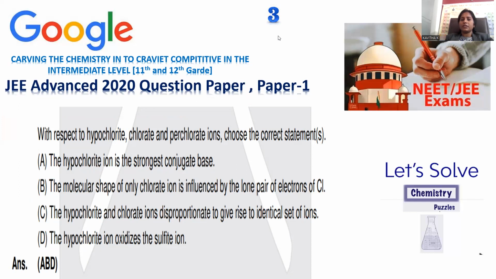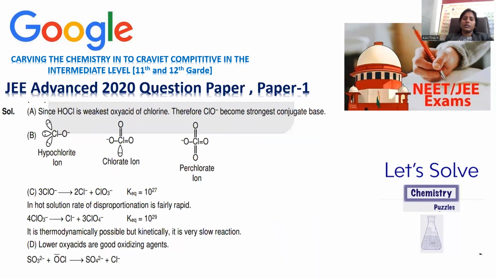For question number 3, 1 is correct, 2 is correct, 4 is also correct. A, B, D are the correct options. This question is purely from inorganic chemistry, where we go for the halogen family elements. The entire question is purely based on halogen family elements only. Okay, so question 3 is completed.